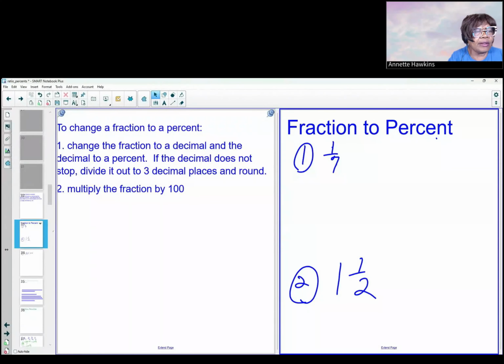Okay. Now, to change a fraction to a percent, we can do one of two things. We can change the fraction to a decimal and then change the decimal to a percent. Now, if the decimal does not stop, divide it out to 3 decimal places and round. Or we can multiply the fraction by 100. So let's take a look at both ways and see what you like.